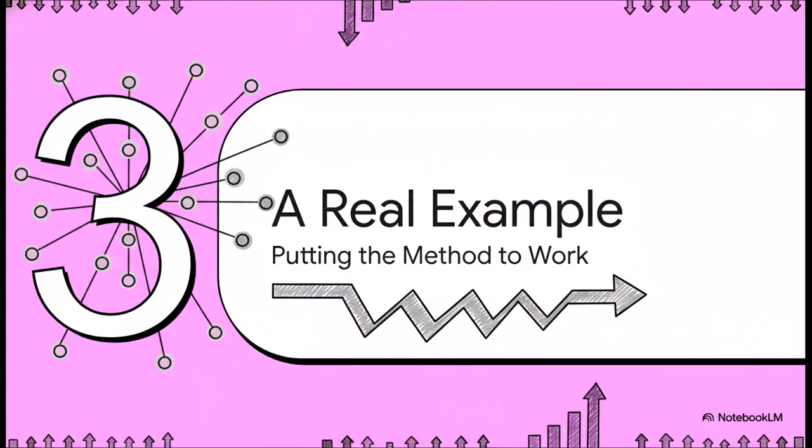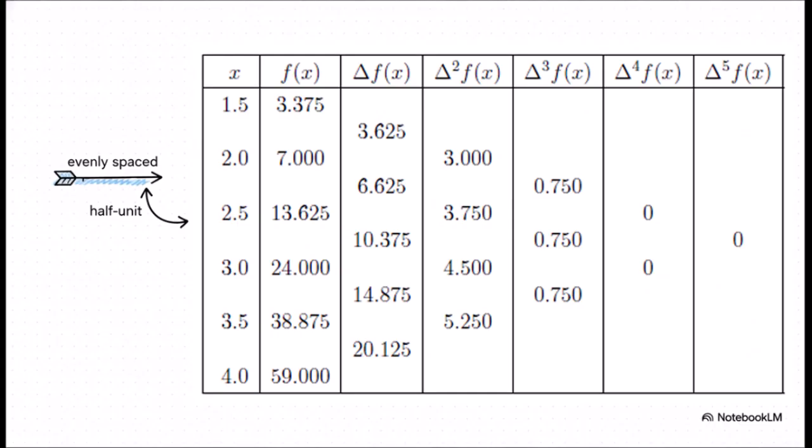Okay, this is all great in theory, but let's actually see it work. Let's grab some actual numbers from our source material and find out if this whole connect the dots trick really holds up. All right, here's our data. The x values are inputs, the f of x values are our outputs. Now you'll notice the x values are all spaced perfectly evenly, just a half unit apart. Our mission, should we choose to accept it, is to find the exact rate of change, the slope, at that very first point, where x is 1.5.